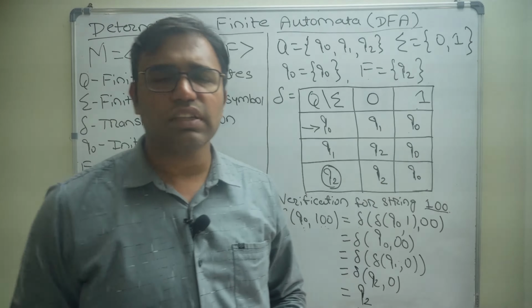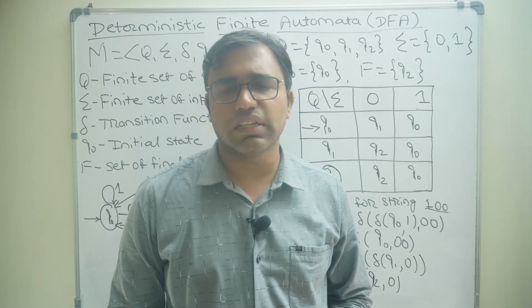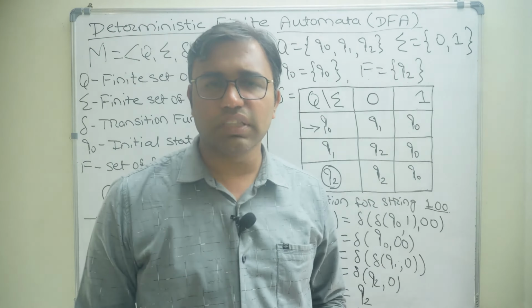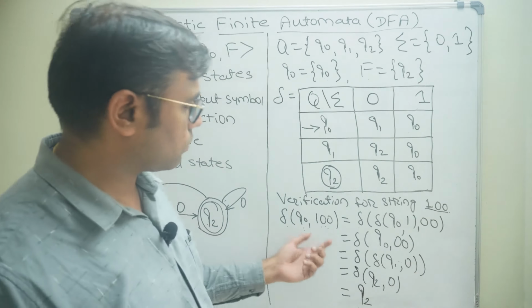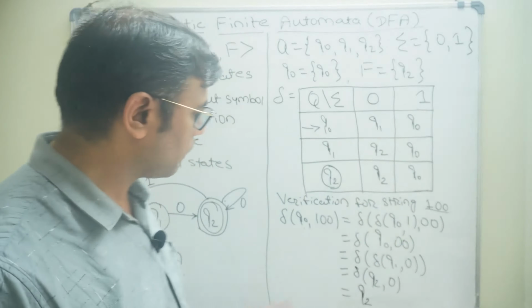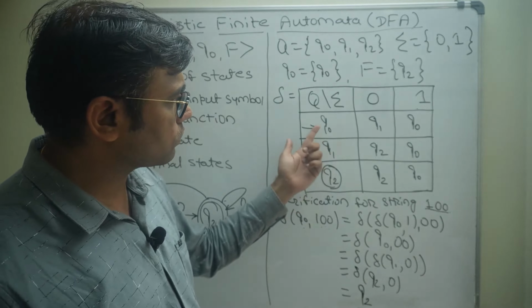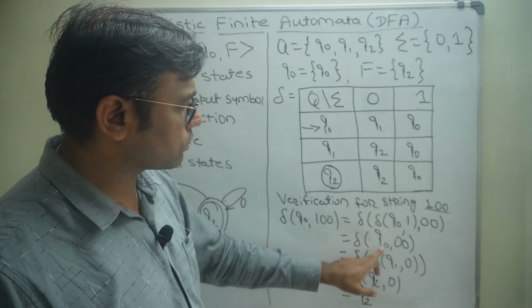Now when can you say that the string is accepted in deterministic finite automata? When you reach a final state, then you can say that the string is accepted. To verify that, I use the string 100, and I will trace this string on this diagram. You can also refer to this transition table. So how to trace it? You have to start with the initial state. Q0 is the initial state, and then this is the string. So del of Q0 comma 1. What is Q0 comma 1? Q0 comma 1 is Q0, so that's why there is Q0.